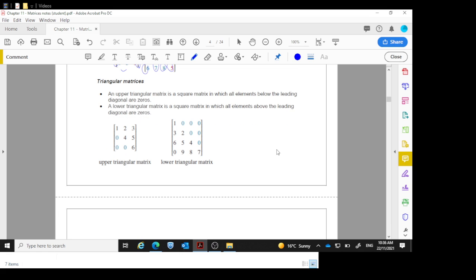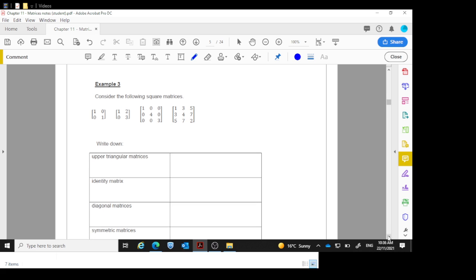Triangular matrices is where we have zeros in a triangle, either down the bottom or up the top. So if you look here, there's my leading diagonal. There's numbers there, but this is 0. So that's called an upper triangular matrix because the numbers are up the top. There's my leading diagonal, and there's the numbers down the bottom. All the rest up the top are zeros. So lower triangular matrix. So they look like triangles.